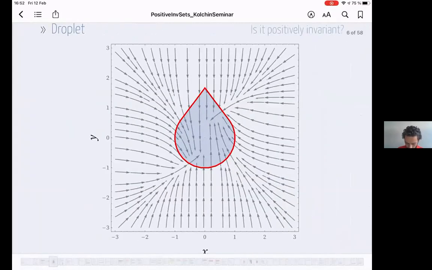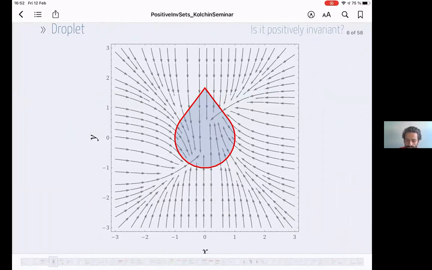Okay. This is one example. It's just a picture. You can see the vector field, which is a two-dimensional vector field. It's nonlinear. Well, in this case, I think it's polynomial. We have a shape, which is droplet-like. And one question we would like to answer, for instance, using a computer, is whether this shape is really a positively invariant set for the set S.